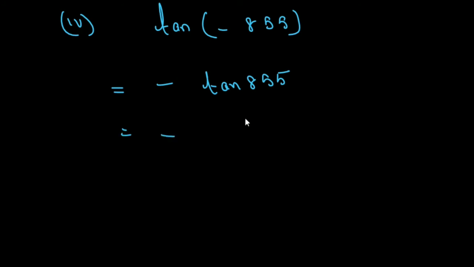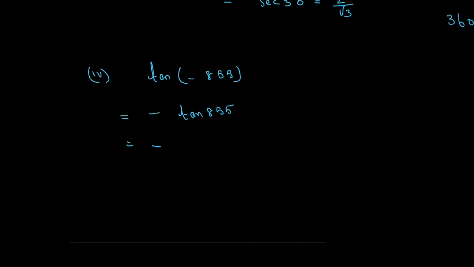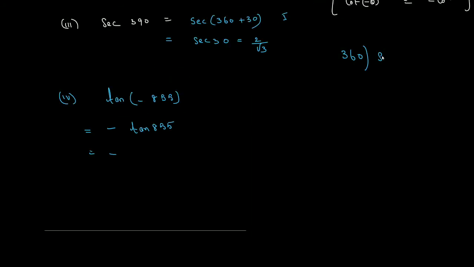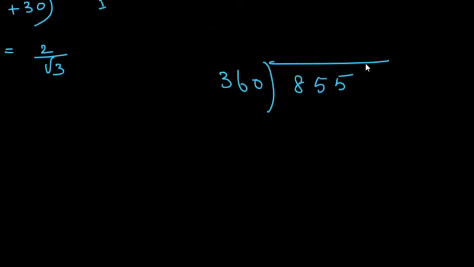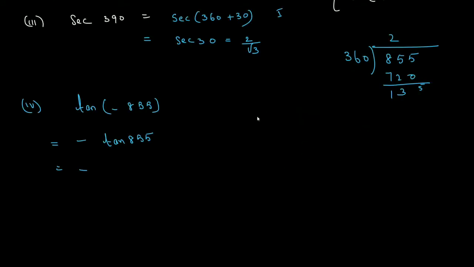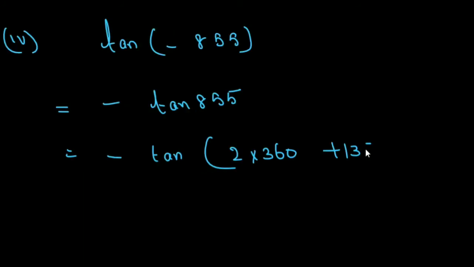Now, it is more than 360. Whenever it is more than 360, you have to divide by 360. Divide 855 by 360. What do you get? 720, remainder 135. So it is tan 2 times 360 plus 135.